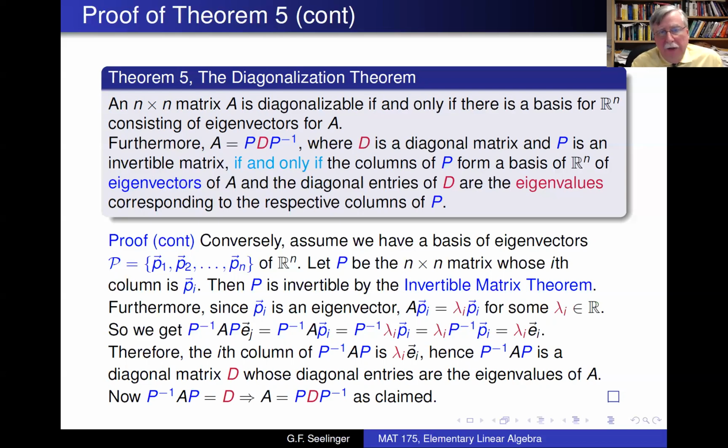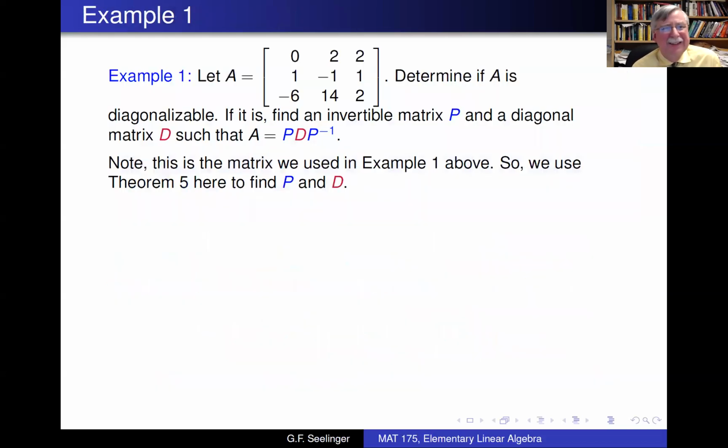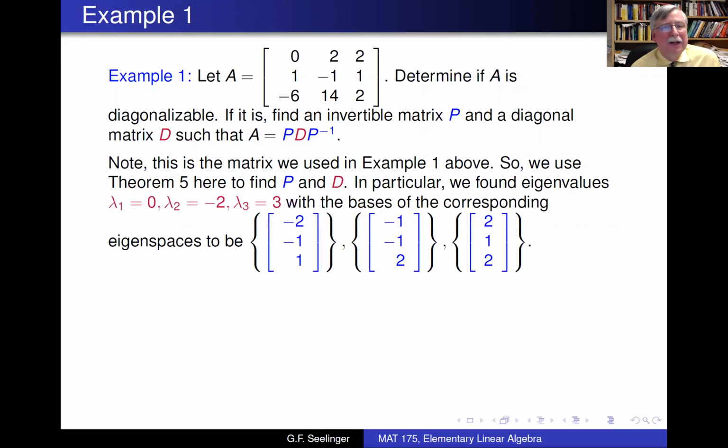Now, of course, it's a long theorem, long stated. Let's see how this might work in some examples. So let's use some of the work we've already done. Here we had example 1. I'm going to use the exact same matrix I used earlier, and we know what the eigenvalues and eigenvectors are, the basis of the eigenspaces.